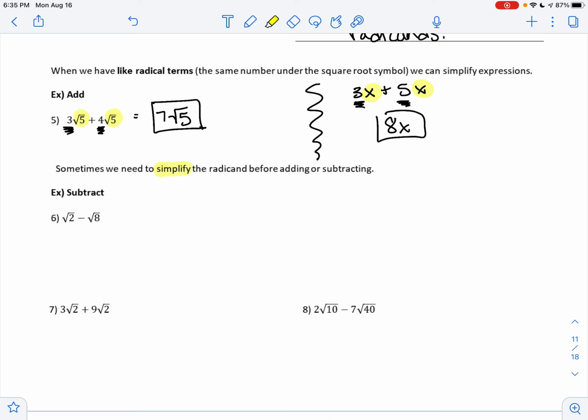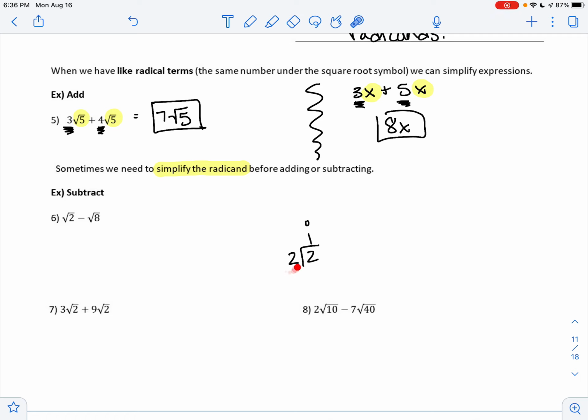Sometimes we need to simplify the radicand before adding or subtracting. So if I look at example 6, I have the square root of 2 minus the square root of 8. These are not like terms because this one has a radicand of 2 and this one has a radicand of 8. When you do not have like terms, you want to do the birthday cake method first. So let me try to simplify this. So if I do birthday cake for 2, the smallest prime number that goes into 2 is 2. It goes in 1 time. When you get to 1, you're done. That's the candle to your cake.